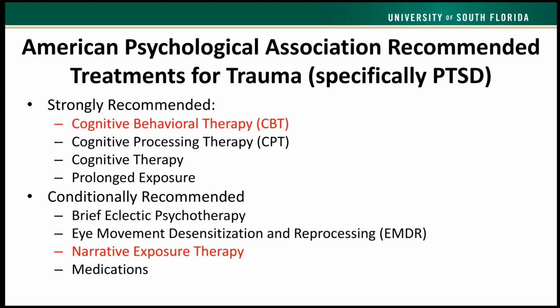So cognitive behavioral therapy, I'm sure we're all familiar with different versions of cognitive therapy, like cognitive processing, and then exposure therapy, prolonged exposure therapy. There's also those conditionally recommended, like brief eclectic psychotherapy, EMDR, or eye movement desensitization and reprocessing, narrative exposure therapy, and medications. And the ones that I've highlighted in red, I did so because there are existing anti-stigma programs that adopt these strategies that I think could be useful in clinical settings. Referrals could be made to these programs to help deal with stigma as a form of trauma, I believe.